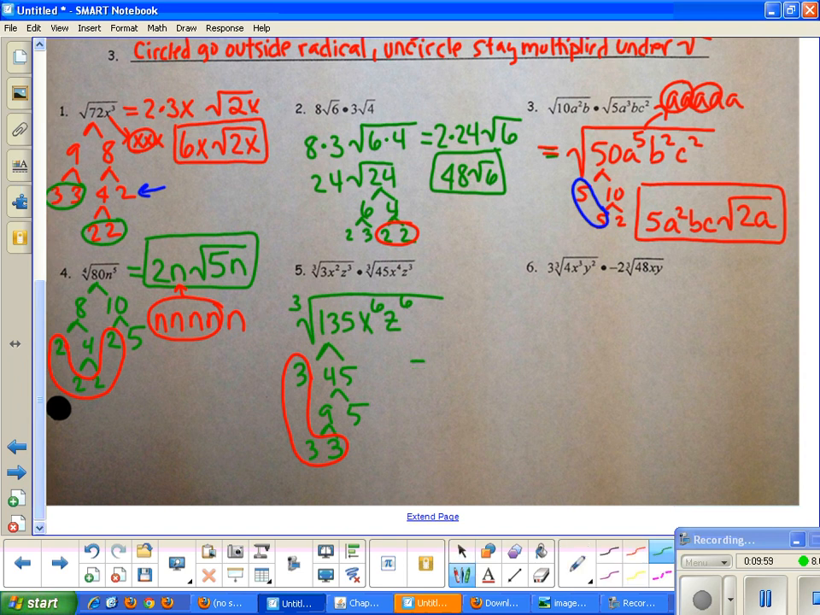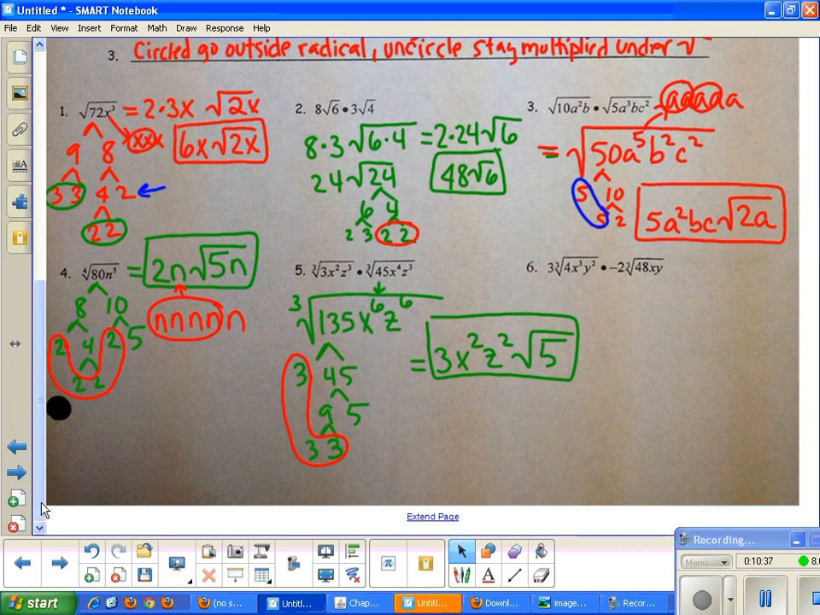So when I do this, I get 3, and then my power here, 6 divided by my index 3, gives me 2, so x squared, and then this would be z squared, and then underneath my radical, I'm left with that 5. So this would be my solution. See if you can do number 6 on your own, and notice that you have those numbers on the outside, so you would have to multiply the 3 times negative 2 on the outside and then everything else underneath your radical.